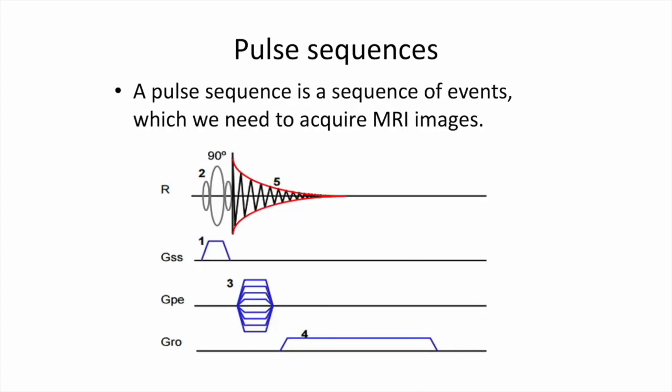A pulse sequence is a sequence of events that is needed to acquire an MR image. This is because immediately after an excitation pulse, the T1 and T2 relaxation and the free induction decay start immediately, giving us no time for applying the gradients. To overcome this, we use specific techniques called pulse sequences.